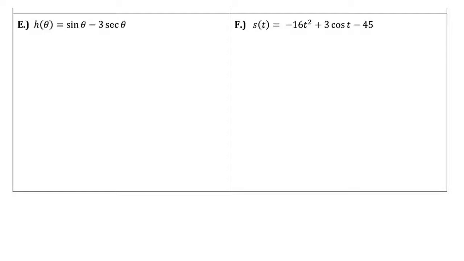Okay, now we're going to use some of our trig stuff in this. So again, going through, finding our second derivative, we've got to find the first one first. The derivative of sine theta is cosine theta. And again, minus 3 is just your coefficient. And then the derivative of secant is going to be secant theta tangent theta. Right, now we need to go through and find our second derivative. So the derivative of cosine is negative sine theta, minus 3 again is just coming along.